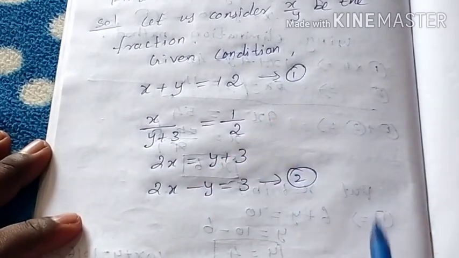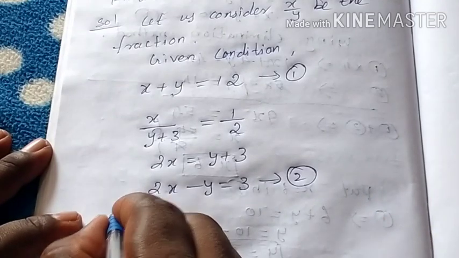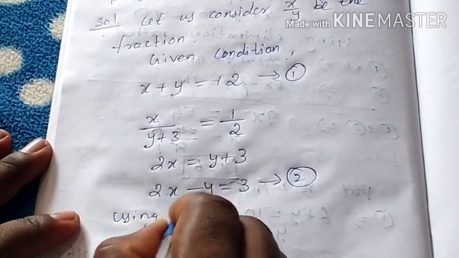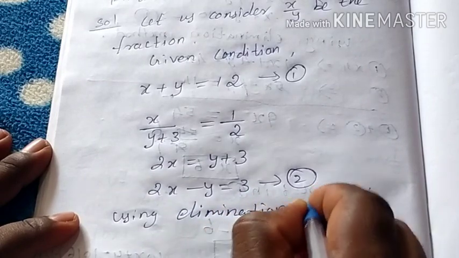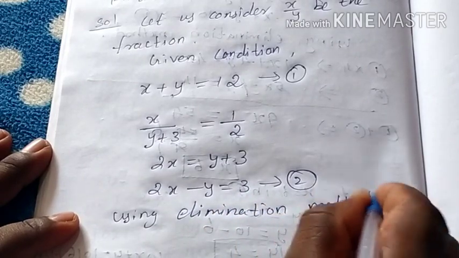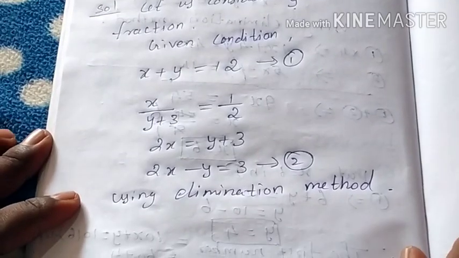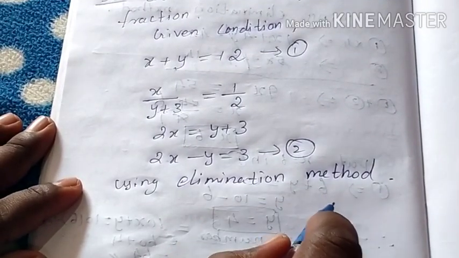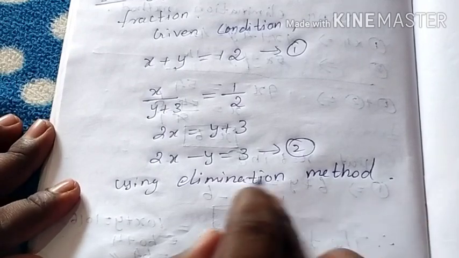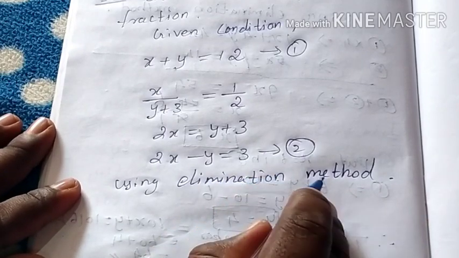Now we have the first and second equation. Then using the elimination method. Here I have used the elimination method. The choice is yours: you can choose the cross multiplication method or the substitution method, any one method, but we want to find the values of x and y.